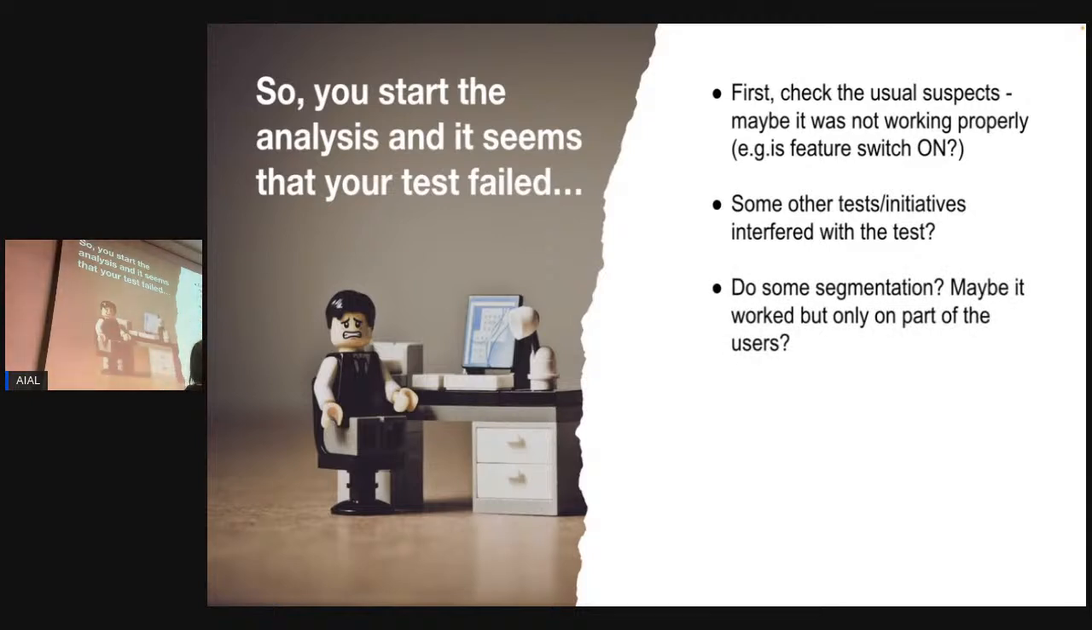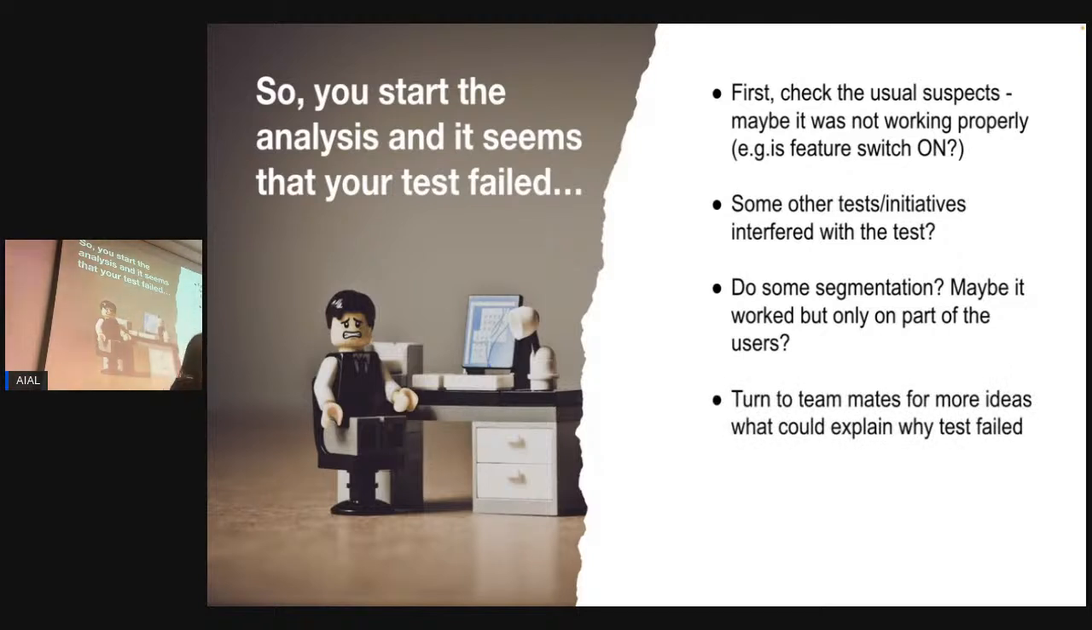Maybe we can do some segmentation. Maybe it worked, but only on part of users, and when we look at all users, we don't see that effect yet. You know, let's not lose hope. There might be some value in this. You turn to teammates for some suggestions. Okay, I checked this, and that. I don't see any difference. Maybe you have many ideas what else to check, and oh boy, the team delivers. They deliver a bunch of things for you to check.